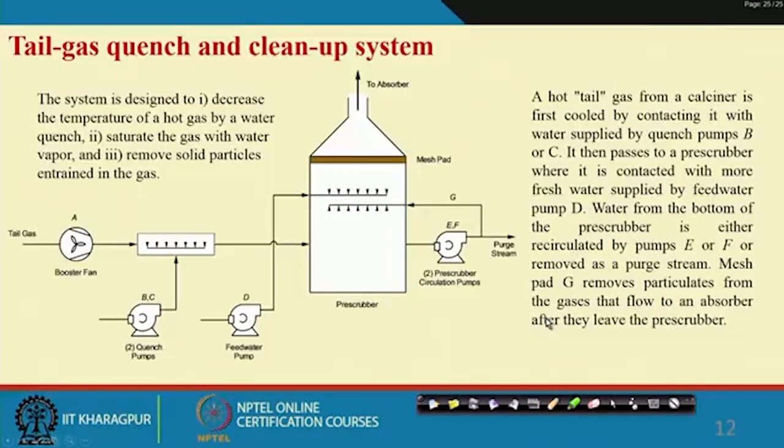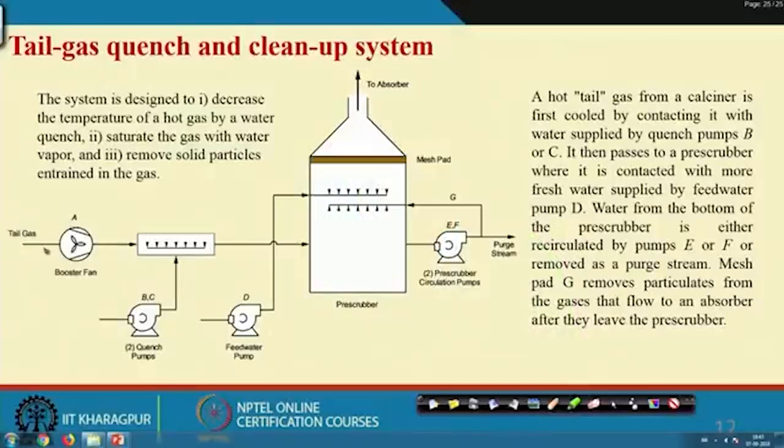I hope that we have given enough explanation of RBD and then fault tree and RBD linking. Here I am just giving another example, which we have taken from the Kumamoto book. This is a system where hot tail gas is coming from a calciner and, through a booster fan, is coming to this quenching system, where water is supplied using two quench pumps, B or C, and then it passes through a pre-scrubber. Here there is another pump which again pours water there.